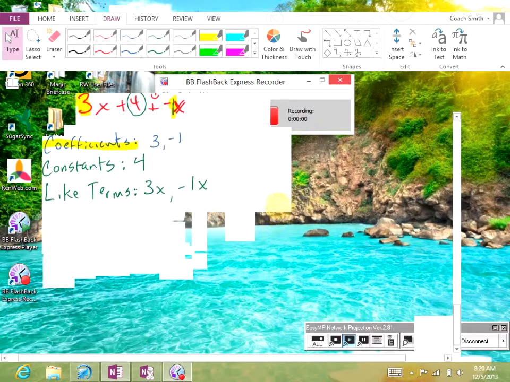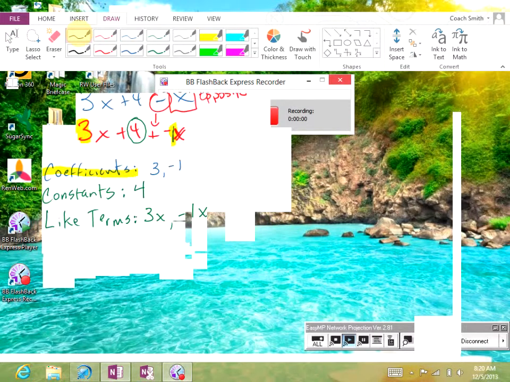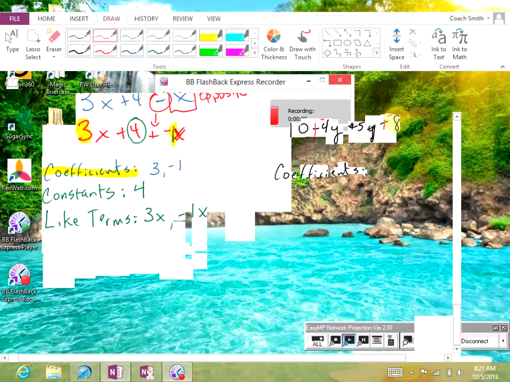So let's do another one, very similar to that. I'll just put it over here to the side. Let's go with 10 minus 4y plus 5y minus 8. The first thing we want to list is the coefficients. Now I'm going to go through and change to plus a negative, plus a negative. So what would the coefficients in this problem be?